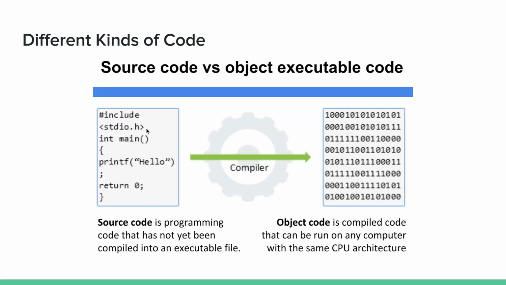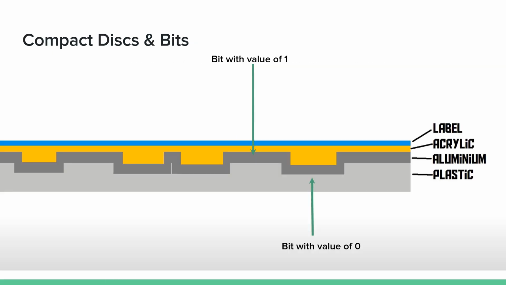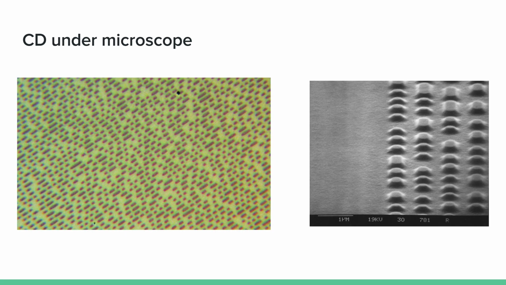Let's quickly talk about different kinds of code. There's source code and then there's object executable code. Source code is programming code that has not yet been compiled into an executable file. If you run that through a compiler, you get object code, which is compiled code that can be run on any computer with the same CPU architecture. CDs are filled with bits of values 1 and 0, and the length of those bits determines how long that specific value of 1 or 0 is going to be played for.